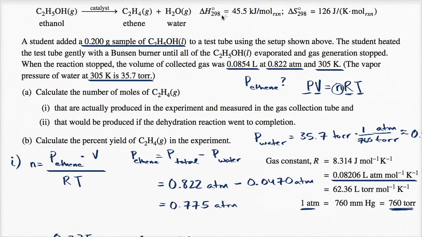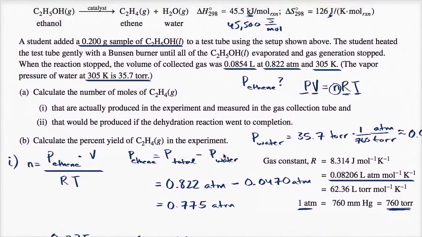This is very convenient. So our change in enthalpy is 45.5 kilojoules per mole. Our change in standard entropy is 126 joules per Kelvin mole. So this is very interesting. This is given in kilojoules. This is given in joules. And so we want to make sure that we're being consistent. So let's just make sure everything is in joules. This thing is the same thing as 45,500 joules per mole for this reaction.